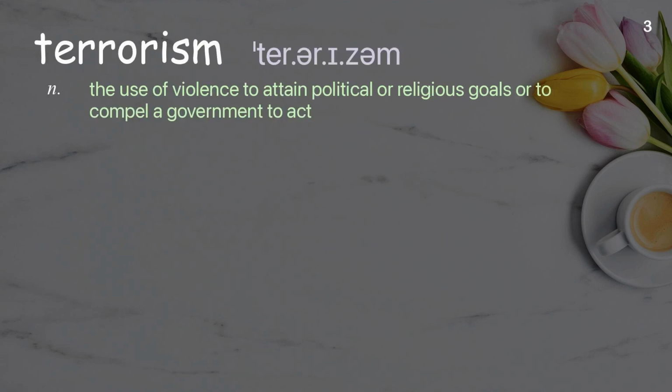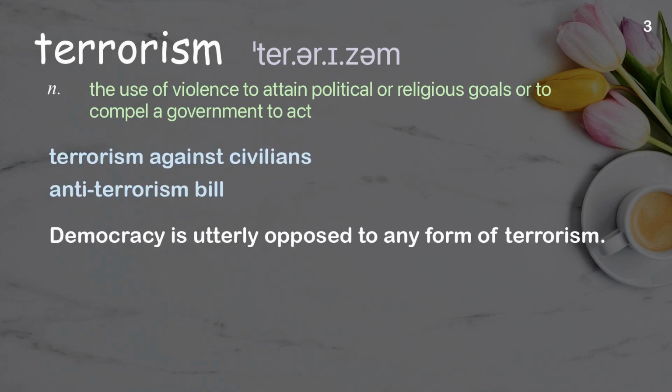Terrorism. The use of violence to attain political or religious goals, or to compel a government to act. Examples: terrorism against civilians, anti-terrorism bill. Democracy is utterly opposed to any form of terrorism.